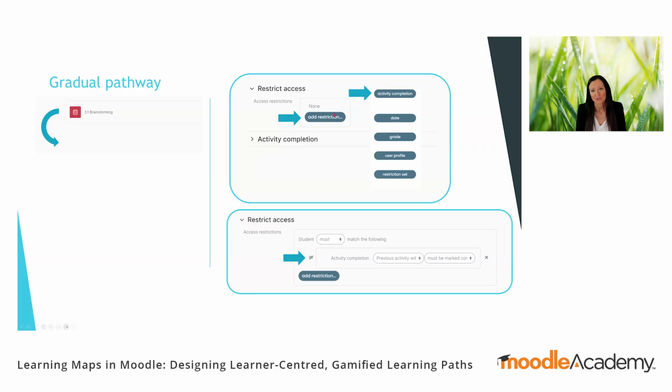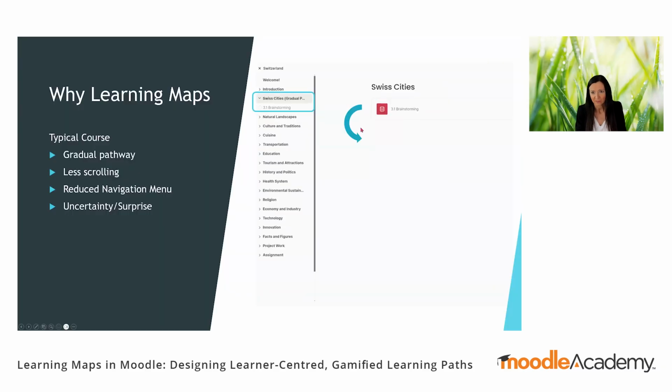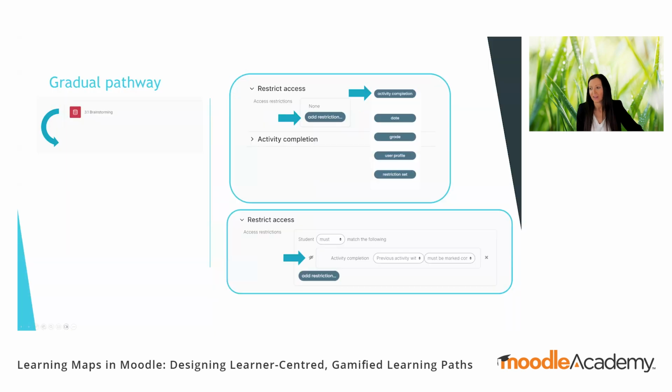The restrict access feature, plus you're hiding maybe the activity so that at the end you just see this brainstorming activity and then the next activity and the next and the next. So you guide your learner through the course.